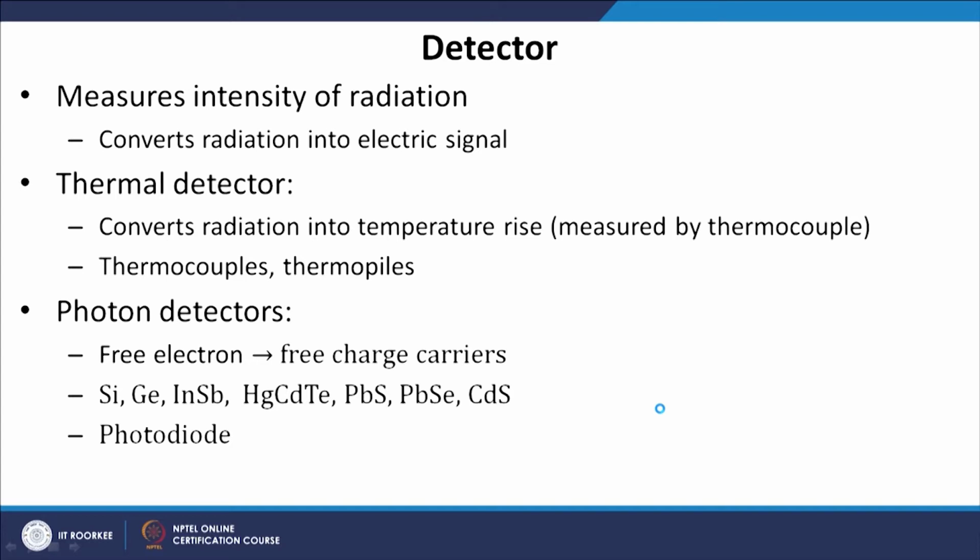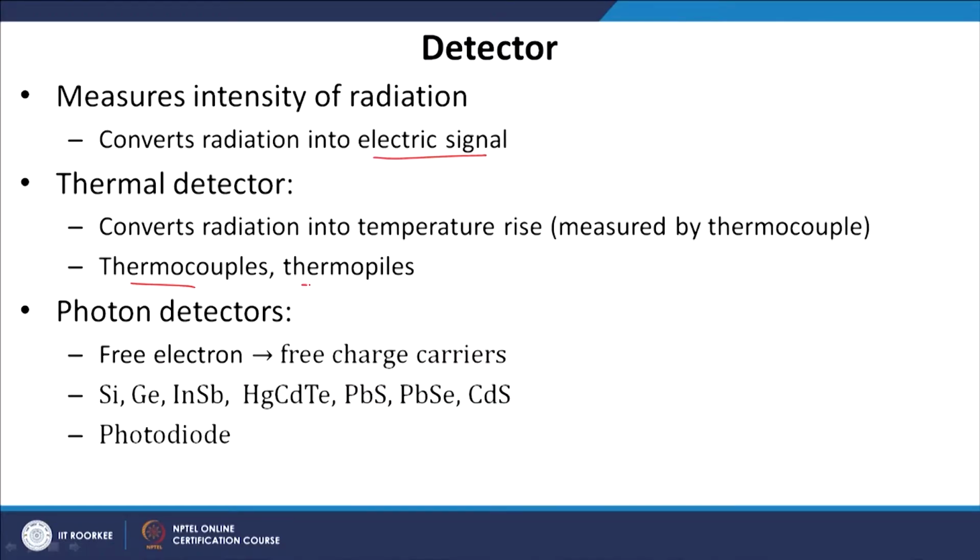Then we need to have a detector. After reflection and after emission, we need to have a detector on which the light will fall, and we should be able to measure its intensity. The principle is they convert radiation into electric signals, and this electric signal is measured, and these detectors are calibrated for different amounts of known radiation.